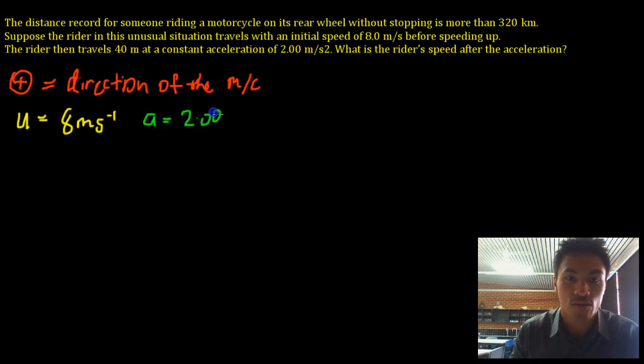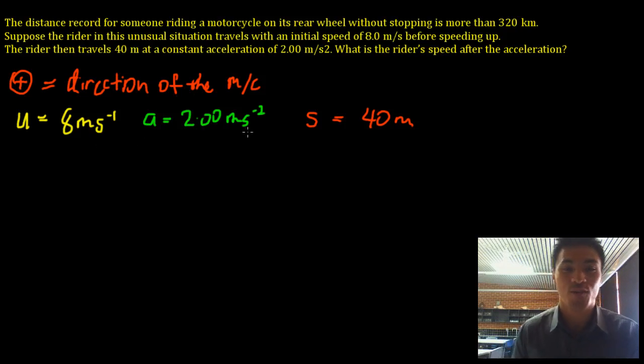at 2.00 meters per second squared, and the person travels, we'll call displacement s, so the person displaces themselves 40 meters. So in this particular problem, sorry, I had a bit of a blank there. We have u as 8 meters per second, acceleration 2, displacement s, and we want to know how fast he is going after doing all that over 40 meters. So our v we don't know, and it's going to be in meters per second.